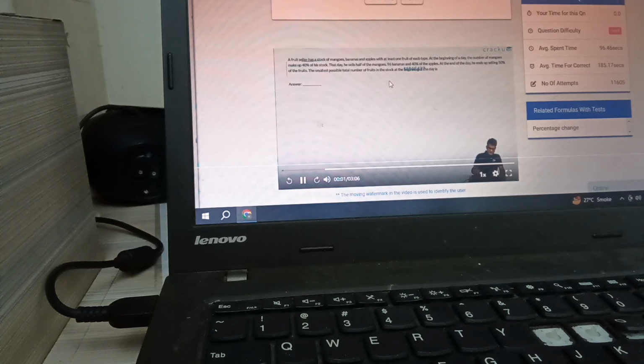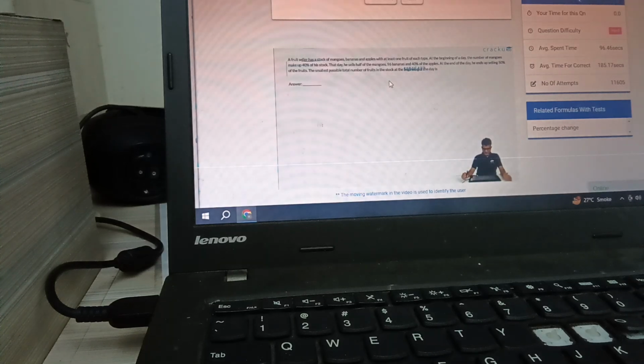In the previous question, we are told that there is a fruit seller who has a stock of mangoes, bananas, and apples. So he has mangoes, he has bananas, and he has apples. At the beginning of the day, the number of mangoes makes up 40% of his stock. So if you assume that the total number of fruits with him is n, the number of mangoes is 0.4n. And this would imply that the total number of bananas plus apples will be 0.6n.